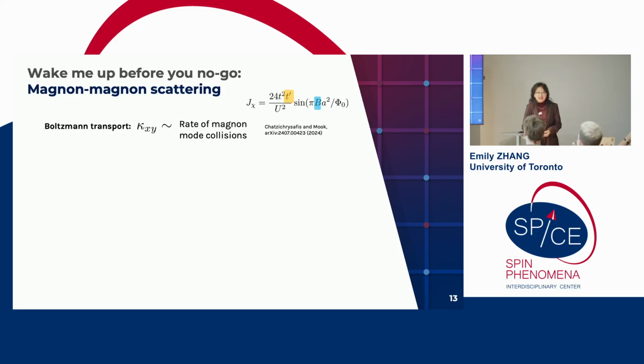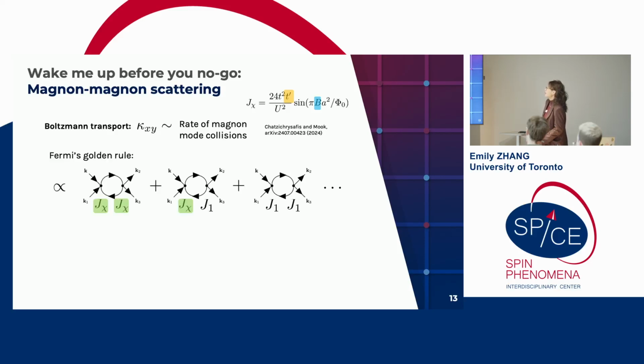I attempted to do this. I got halfway through, and then I immediately gave up because the amount of diagrams that you have to sum over is insurmountable. But my goal is not to show a quantitative comparison, but more a qualitative explanation as to one possible mechanism that gives rise to magnon thermal Hall.